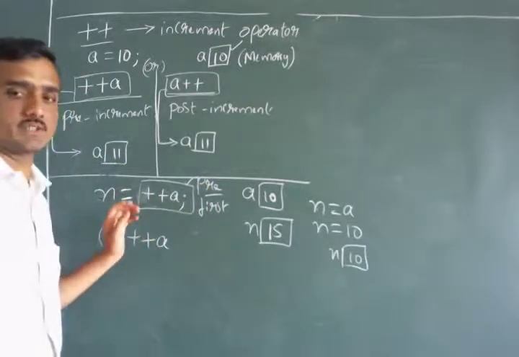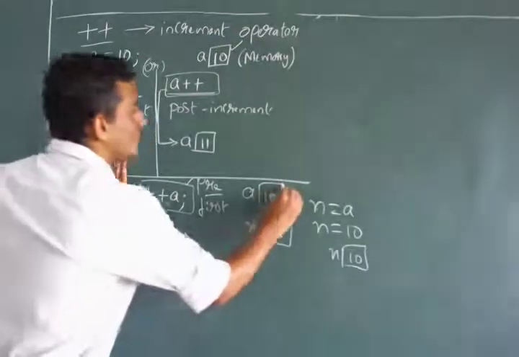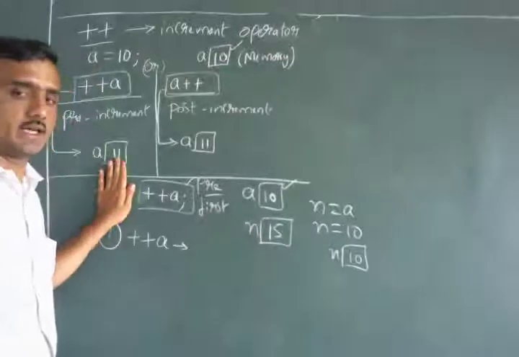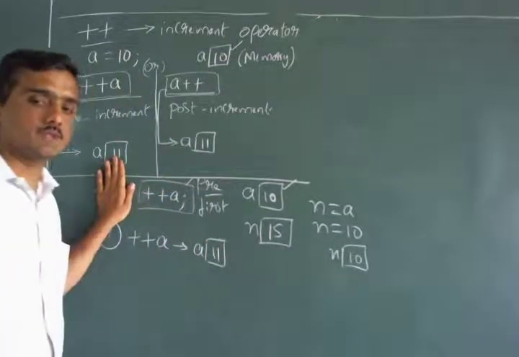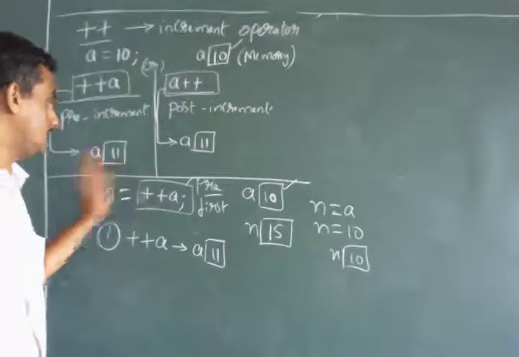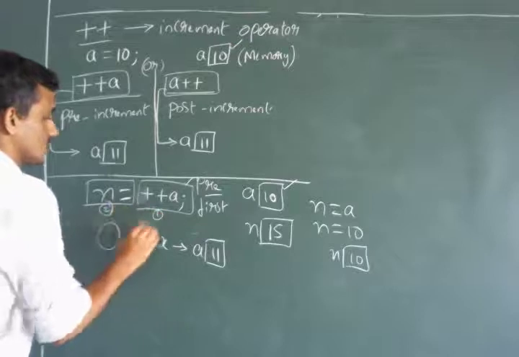First operation is, okay, when you write plus plus A, what is the value of A in computer memory? It is 10. Increase by 1. It becomes 11. It's very simple. Then you remove this. Then this one I have to do. This is second operation. This is first operation. This one I have to do.